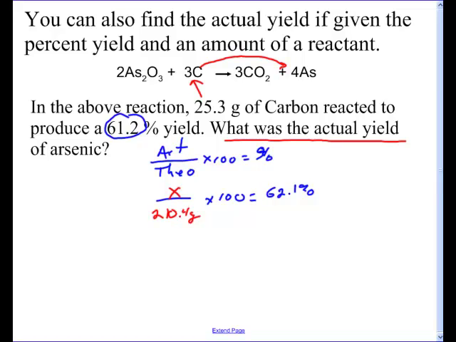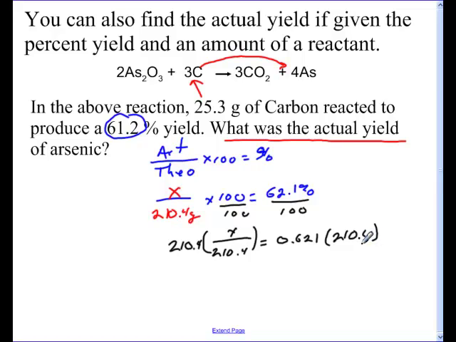Okay, so now we're thankful that we have those algebra skills, and we're just going to solve for x, right? So the first thing I'm going to do is take this one, and divide both sides by 100, right? And that gives me x over 210.4 equals 0.621, right? And then I'm going to multiply both sides by 210.4, and when I do that, I get 129 grams, and that is the actual yield. Okay, so there you go.